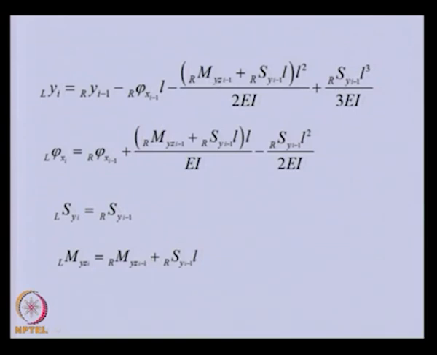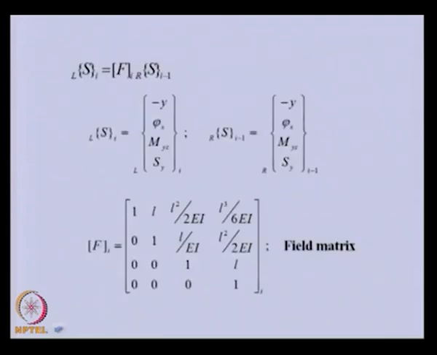Now we can rearrange this equation, and we can put them in matrix form. So basically we are stacking the state vector like this. First the linear displacement, with a minus taken, so that in the matrix all the terms are positive. Then angular displacement, bending moment, shear force. So this particular state vector which we have written is for the left of ith disk, this is for the right of I minus 1 disk, and this is the field matrix which is for the ith shaft.